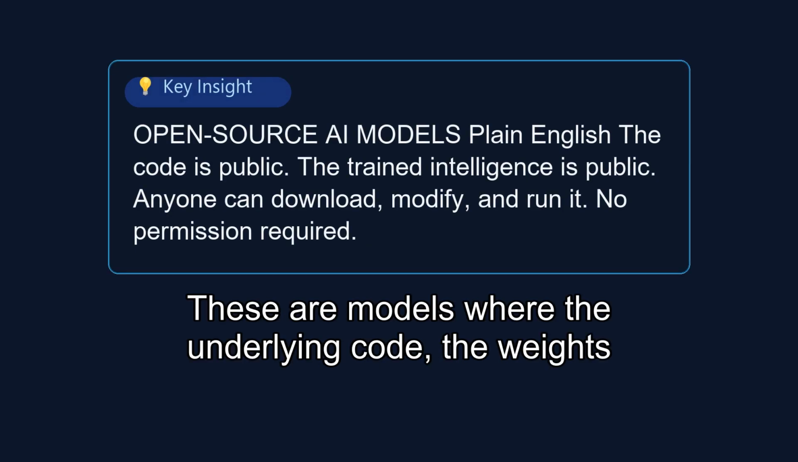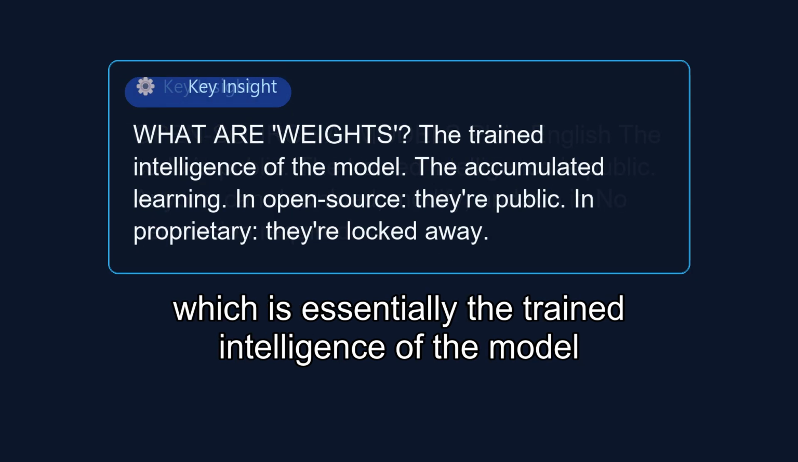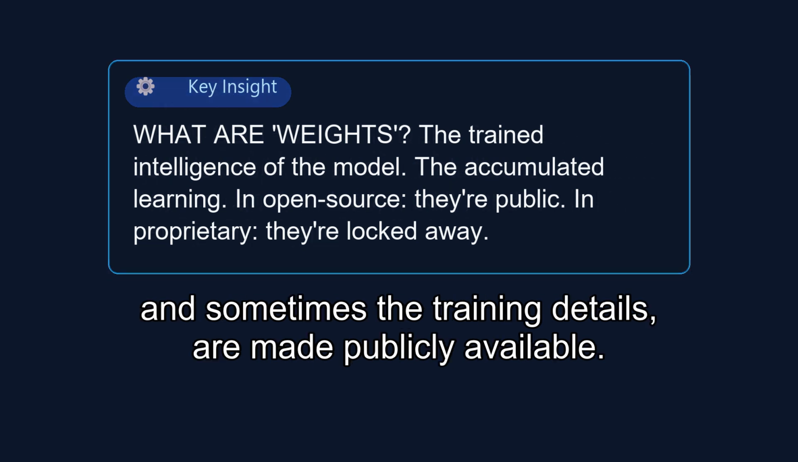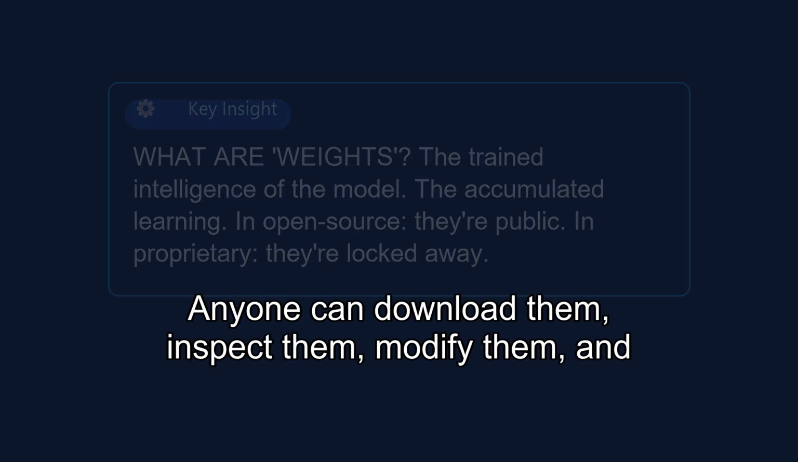So, open source AI models. Plain English. These are models where the underlying code, the weights, which is essentially the trained intelligence of the model, and sometimes the training details are made publicly available. Anyone can download them, inspect them, modify them, and run them on their own infrastructure. No permission required. Huh. So it's genuinely just out there?